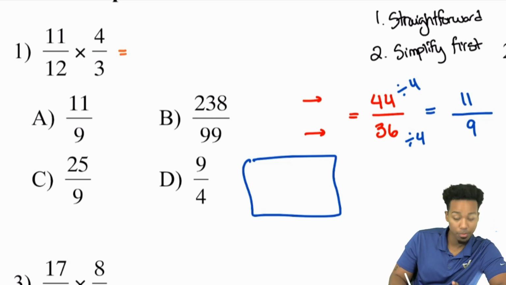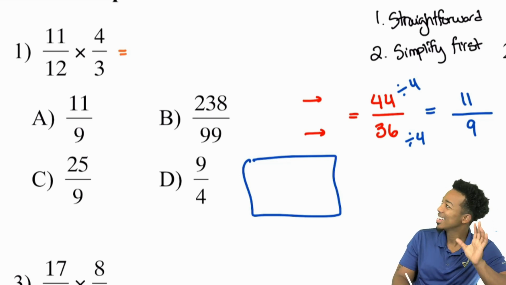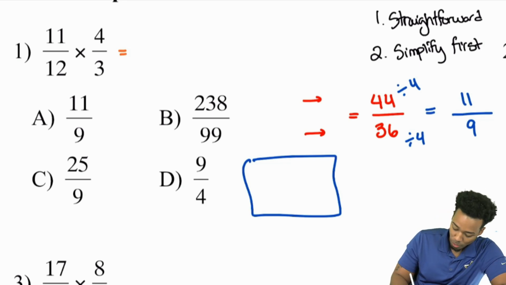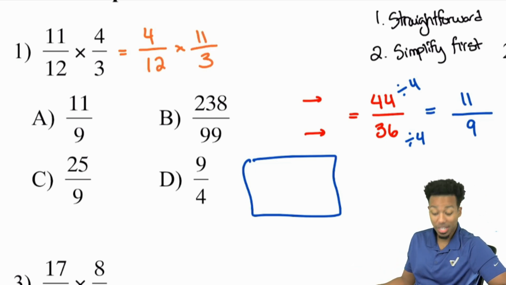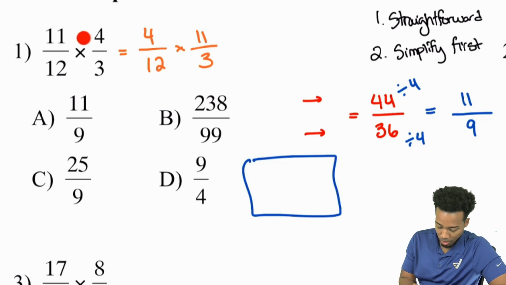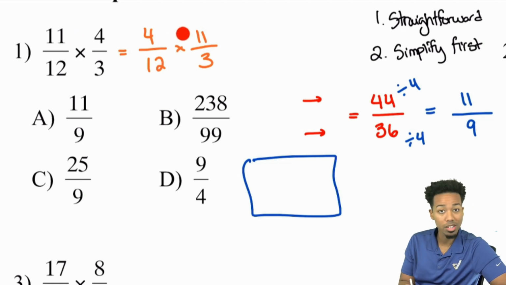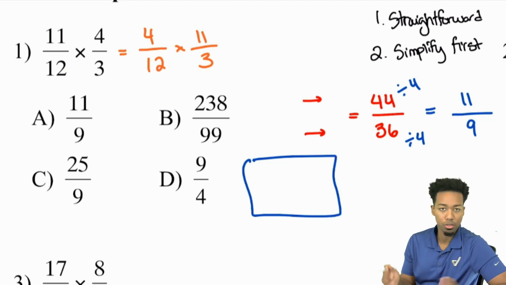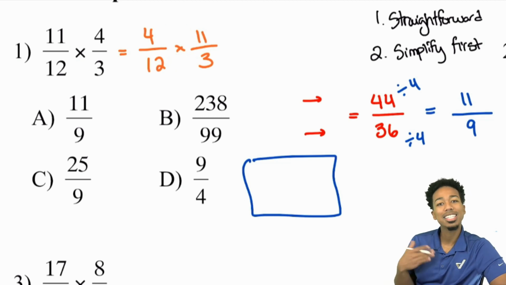11 over 12 times 4 over 3, I'm just really excited about this. 11 over 12 times 4 over 3 is the same thing as saying 4 over 12 times 11 over 3. It's the same thing. All I'm saying is, 11 times 4 is the same as 4 times 11, and 12 times 3, you can just write that the same way. But the idea is this.